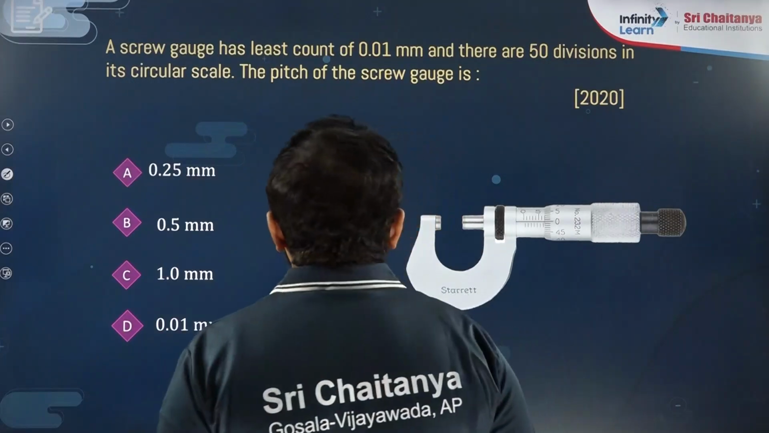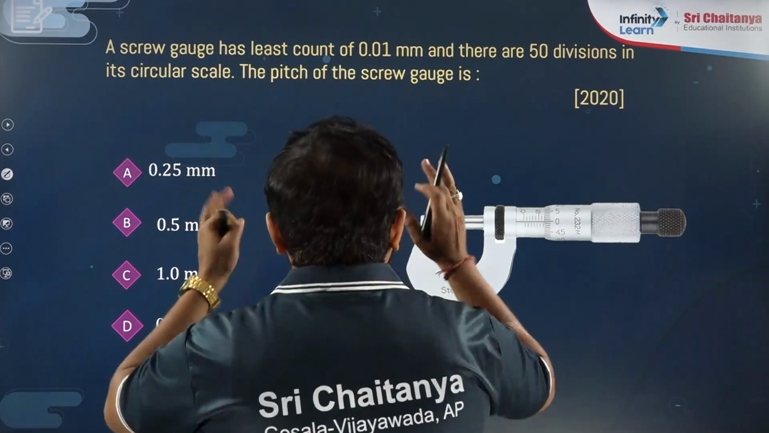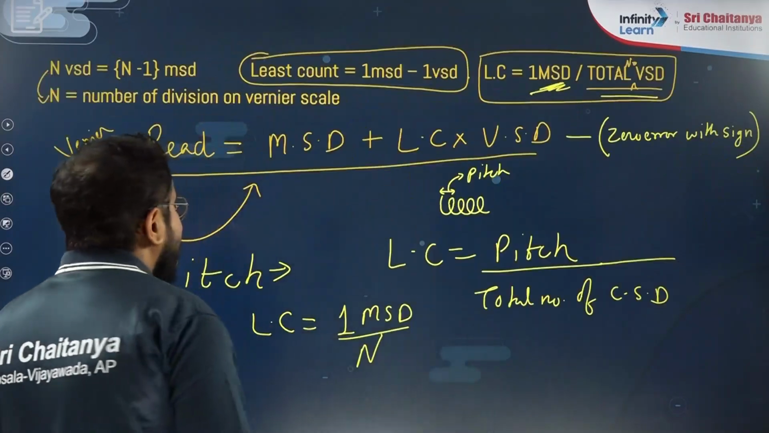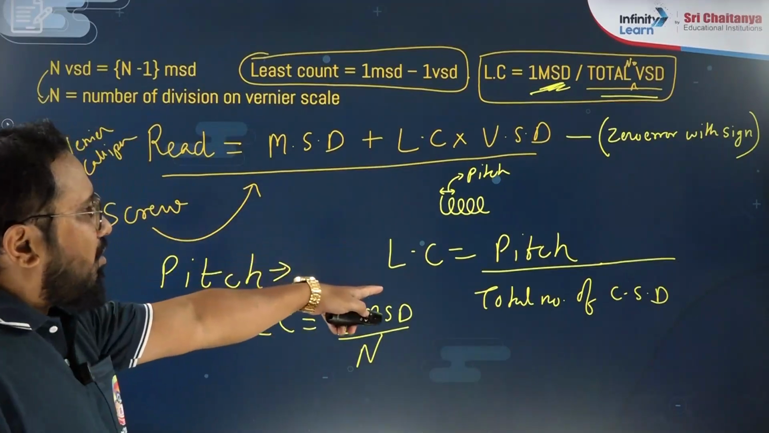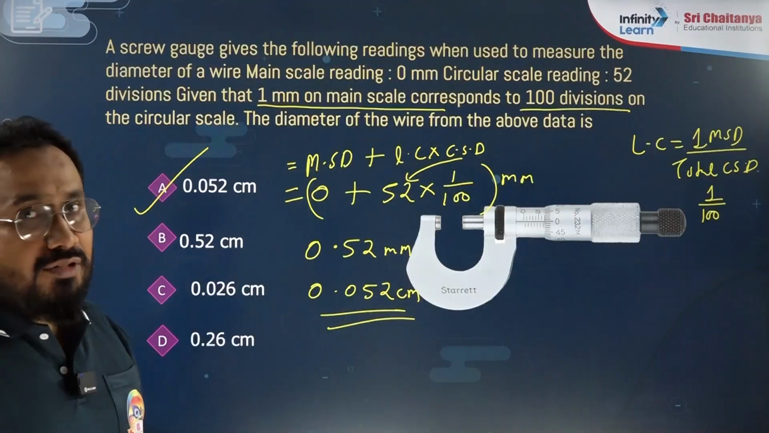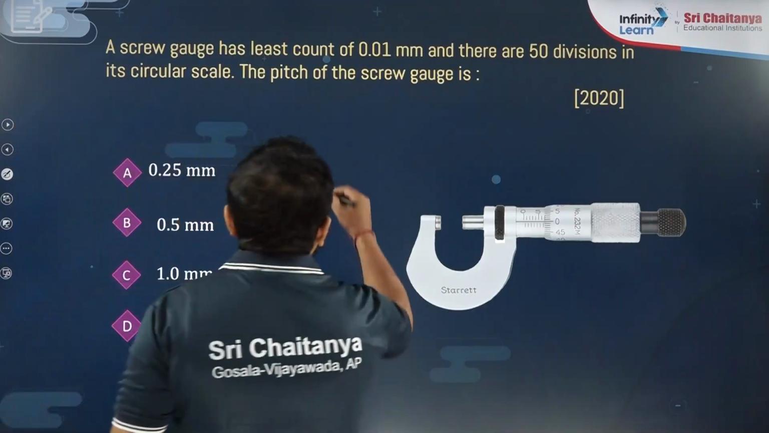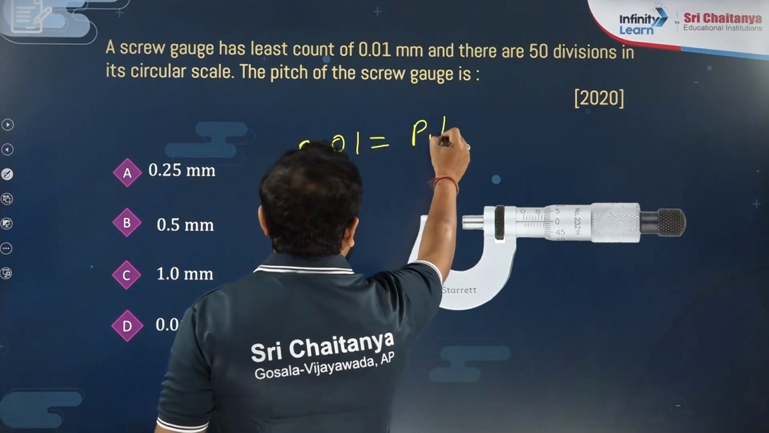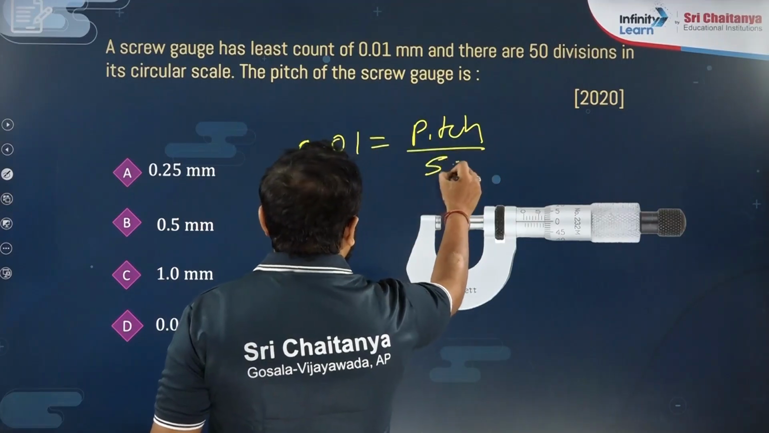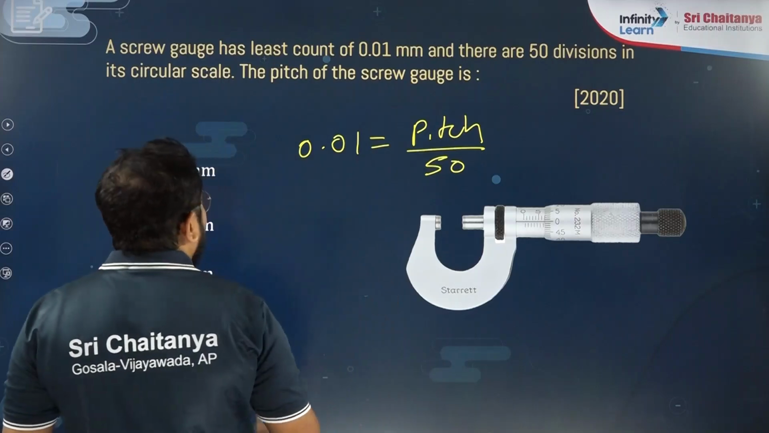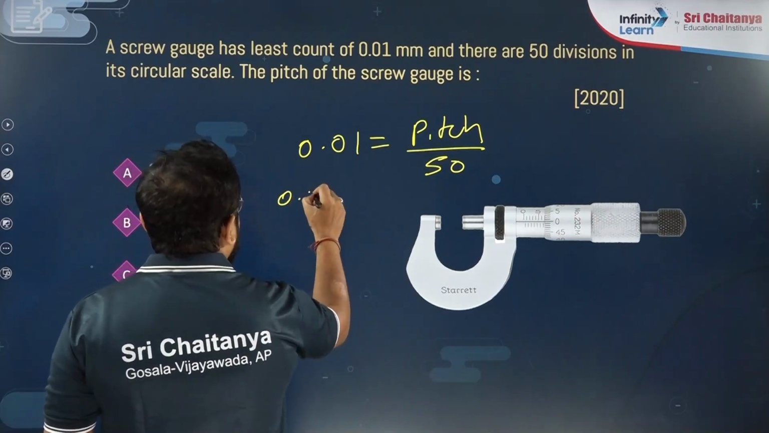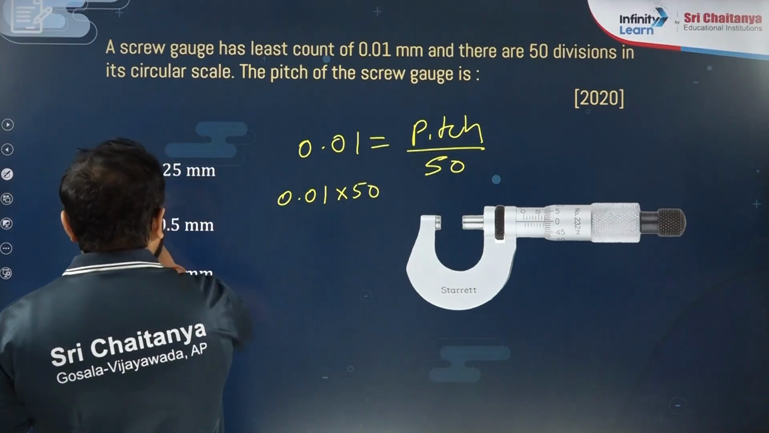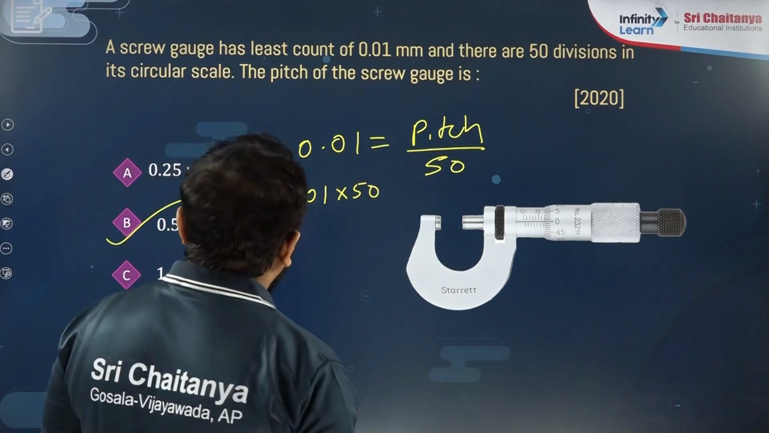See the next: screw gauge has least count. They have already given the least count, CSD given. Now they are asking for the pitch. What is the formula of the pitch we have studied? Pitch upon total number of CSD is equal to LC. So what is least count? Least count is 0.01. What is the pitch? We don't know. What is the CSD? 50. Multiply 0.01 by 50, that will become 0.5 mm. Second option is correct. Yes.